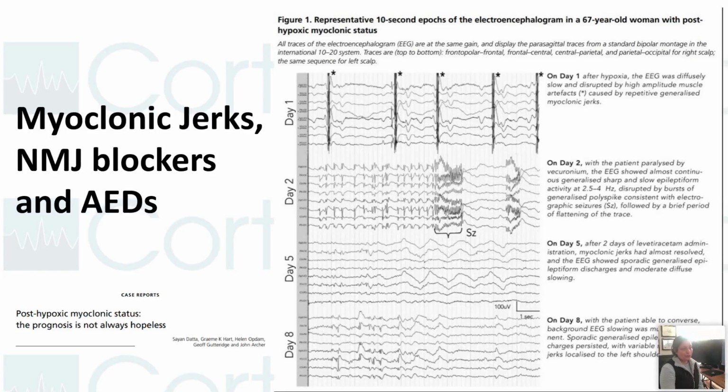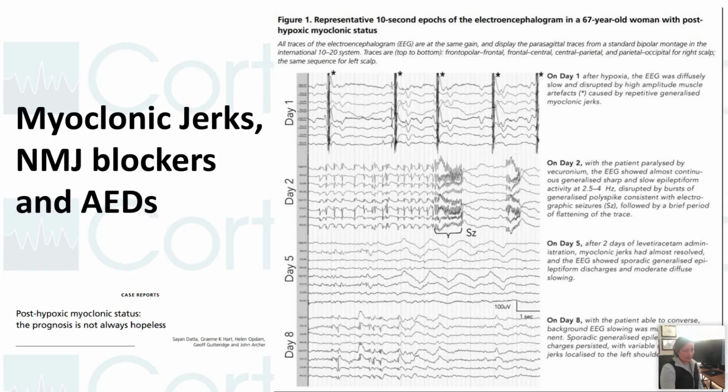Day 2, vecuronium was given to the patient, so this blocked the muscle contraction, and the patient is having 2 to 4 hertz epileptiform discharges. So there is an electrographic seizure happening. I wouldn't call it bursts. There is an electrographic seizure because the patient is still having myoclonus. Treated with Keppra, myoclonic jerks had resolved. The background is slower with some low voltage discharges.